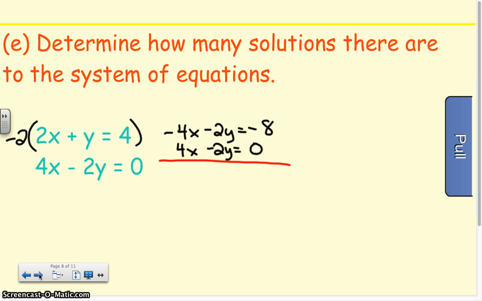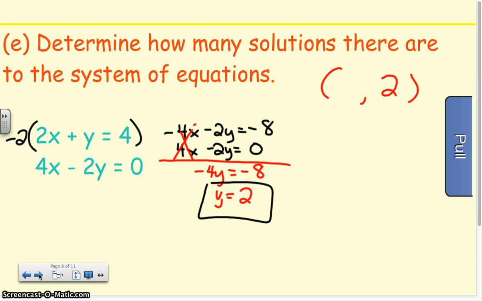Go through and combine. My x's cancel. I get a negative 4y is equal to a negative 8. So my y is 2. This tells me my variables didn't totally cancel out, so this is a 1 solution. I box off my y. I look to see where my other y is, and I bring this over to it.